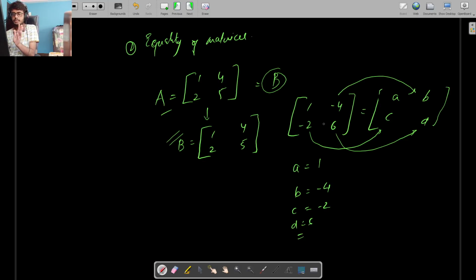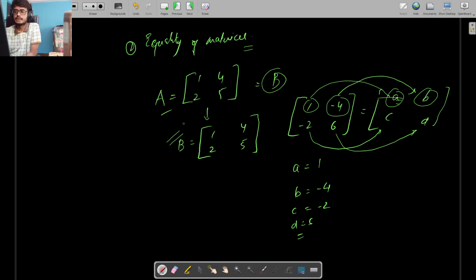If two matrices are placed on the left hand side and right hand side of an equation, and you're told to find the variables like this, you just equate these values. So the first row first column element will be equal to the first row first column element of the second matrix. Then the first row second column element of the first matrix will be equal to the first row second column element of the second matrix. So you just need to equate it this way and find the values. Okay, so this is the equality of matrices.